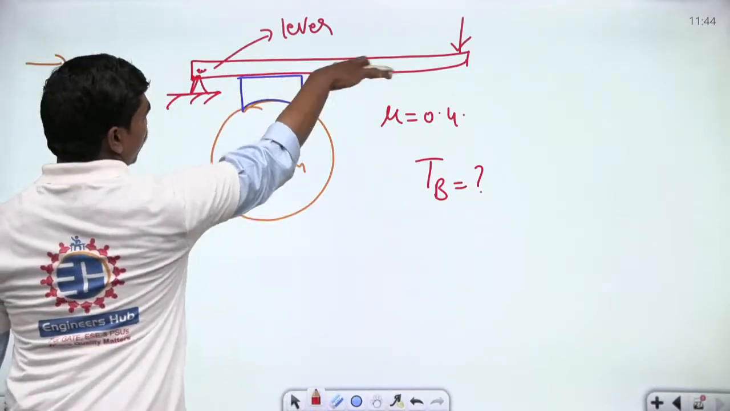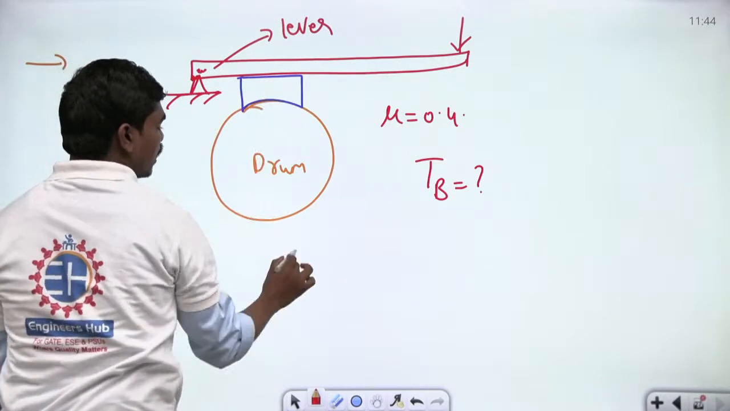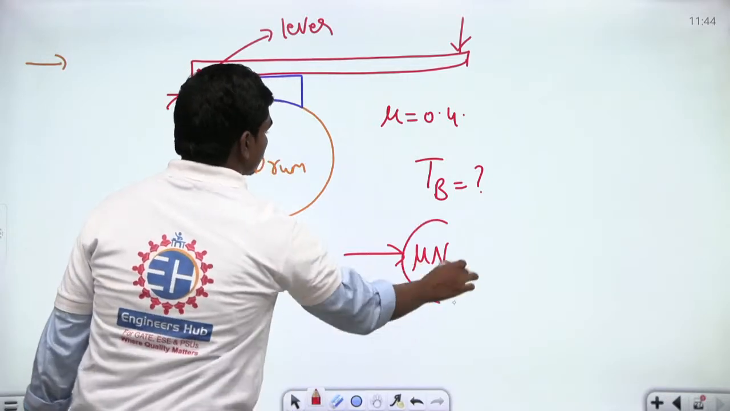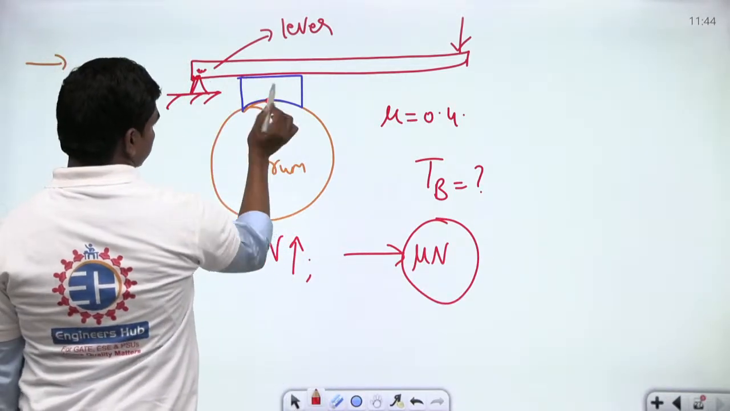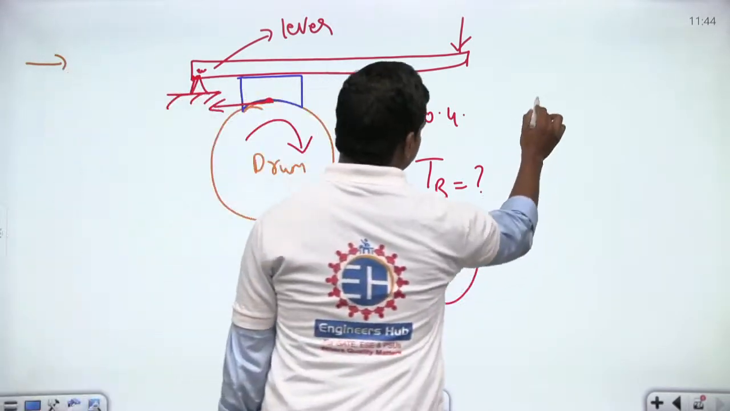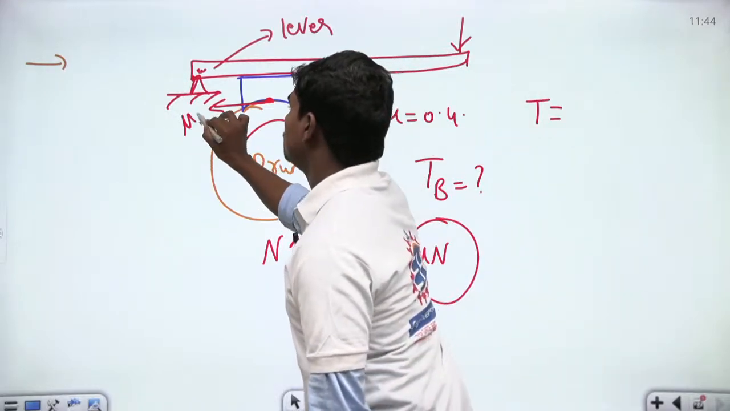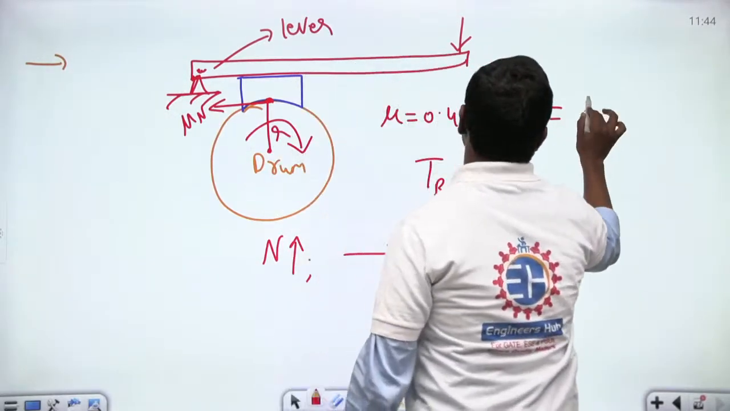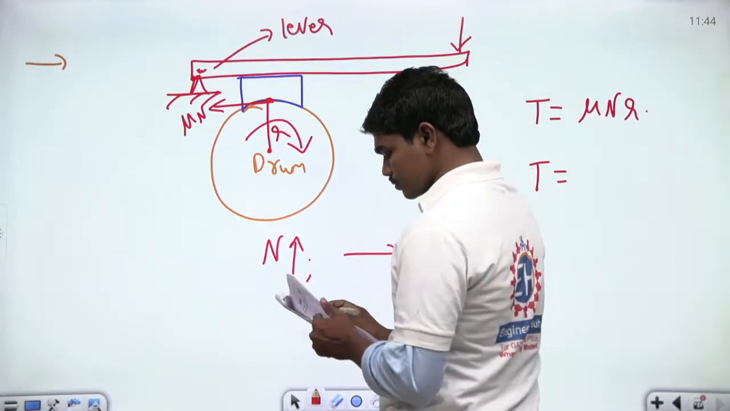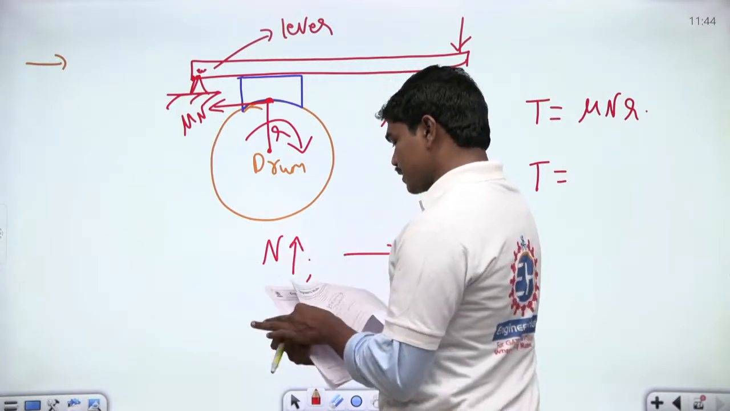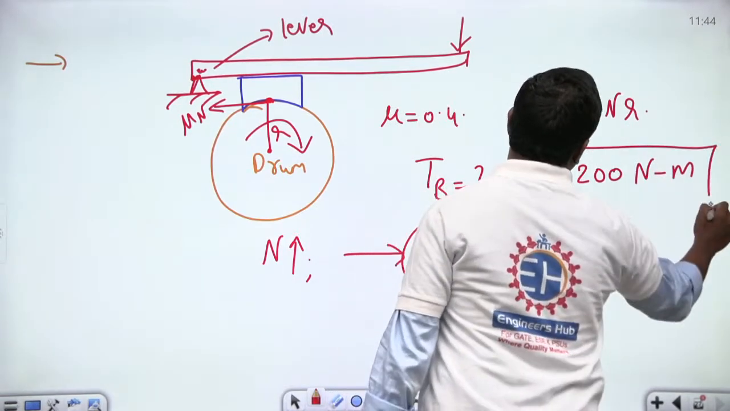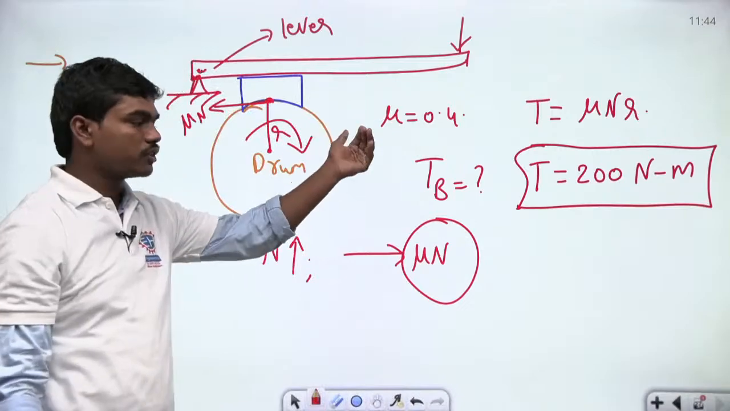So if you apply the static equilibrium of this lever, then definitely you'll be getting the contact reaction N, and of course you will also be getting mu N acting on the lever. So if you get the magnitude of mu N, if the drum is rotating in this direction, then definitely mu N starts acting here. So the torque, or the moment that's acting, is this mu N into this radius of the drum. So mu N times R, and if you perform the calculation correctly, you should end up with something like 200 Newton meter. So the braking torque is 200 Newton meter is what we calculated finally. So the answer for this lever shoe drum question is 200 Newton meter.